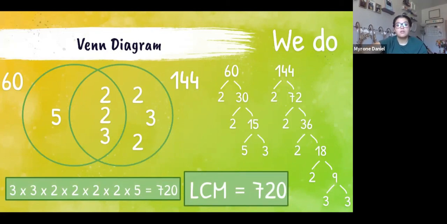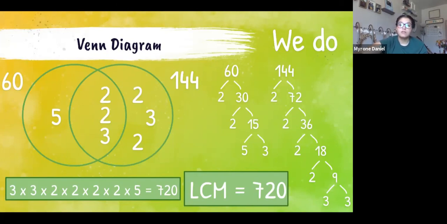This way, with the Venn diagram and the factor tree, is going to be an easier way to find the least common multiple of bigger numbers, because doing a t-chart is going to take way too much time to write out the numbers. If they're smaller numbers, that's okay, use your t-chart. But if we're doing bigger numbers like 60 and 144, let's do the Venn diagram to do this.